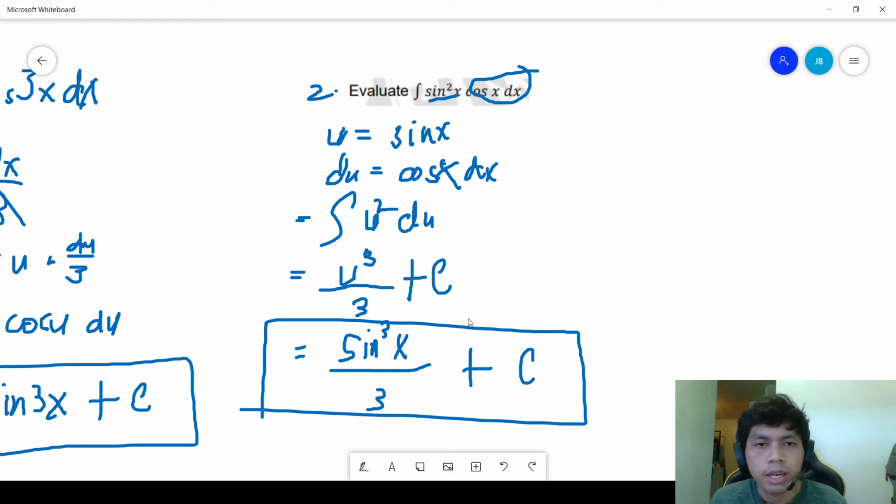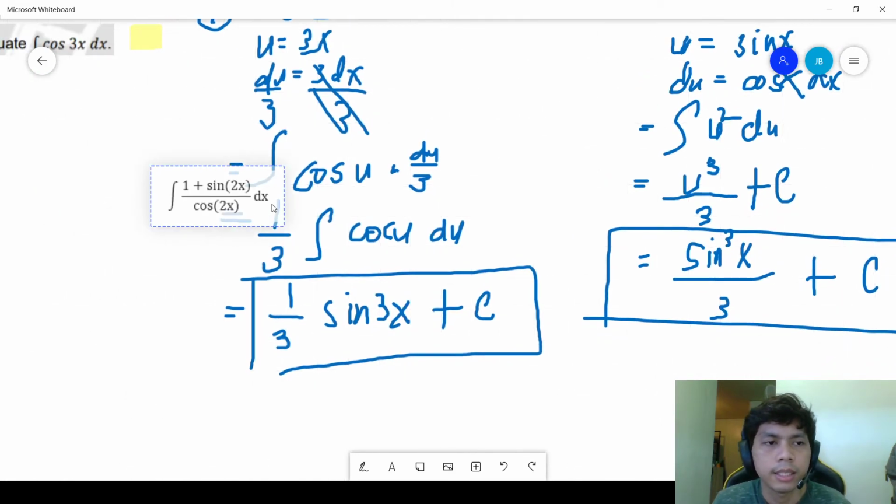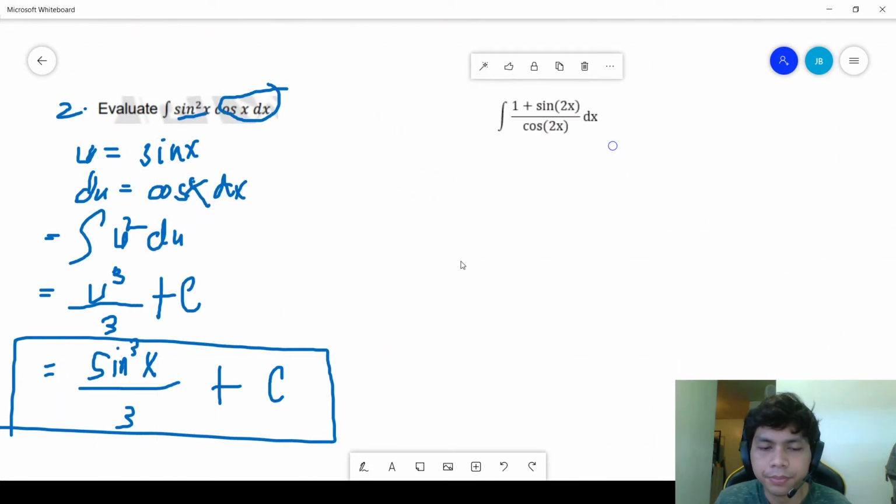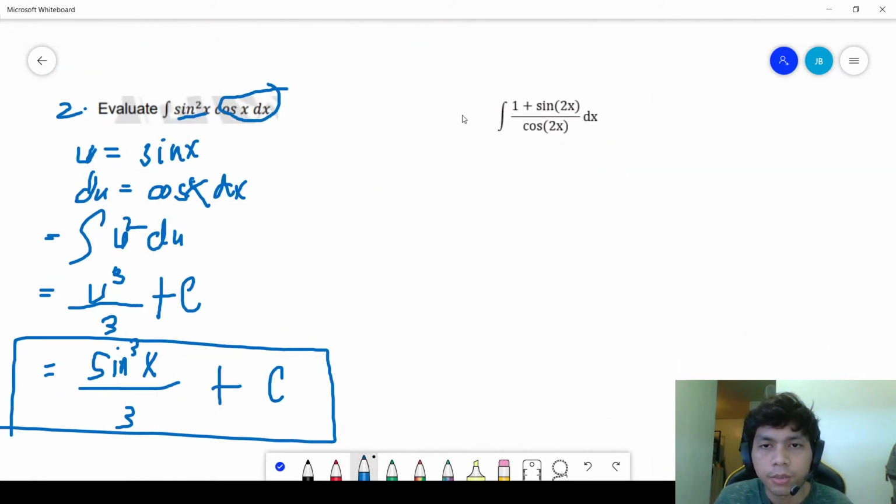All right. For the last one, let's double check. Yes, u squared du, so u cubed over 3 plus c. That is correct. All right. This one is a bit of a complicated example. Let's solve the integral of 1 plus sine 2x over cosine 2x dx.